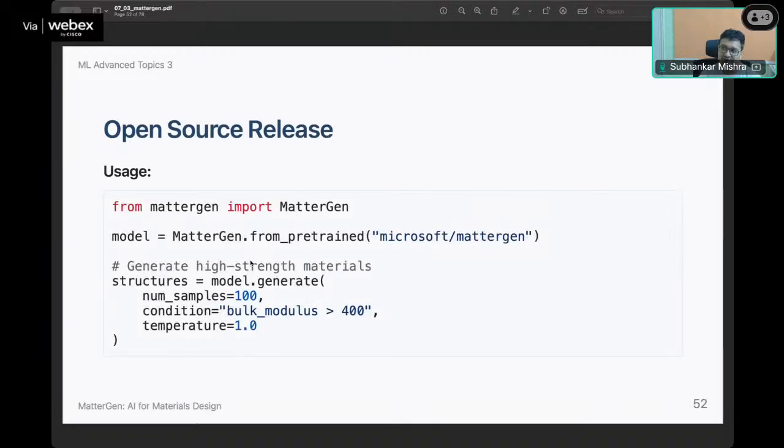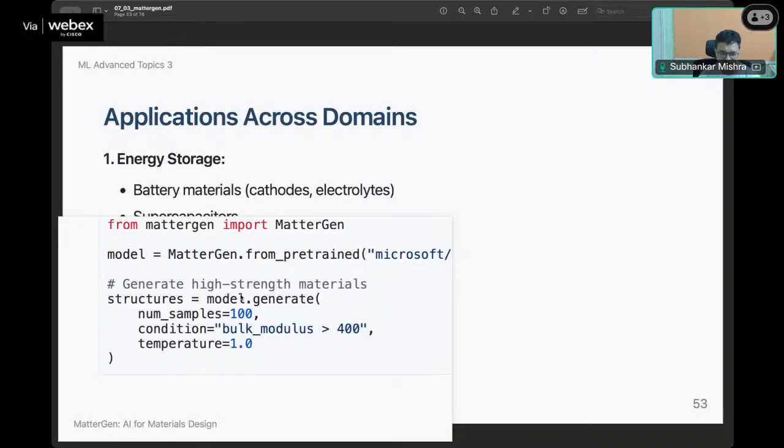They also provide a library directly. So here, if you look, you write from MatterGen, import the model, and then give it the condition, the number of samples you want to generate, and the temperature, let's say. This is not a material thing, this is something from the ML side, but 1.0. If you give this, it will start generating a structure for you.